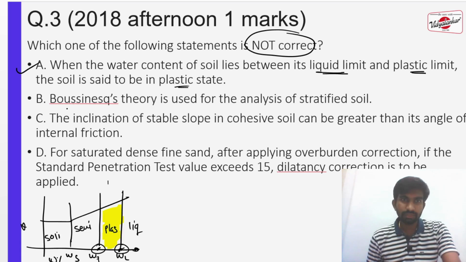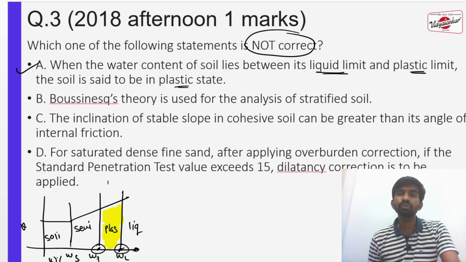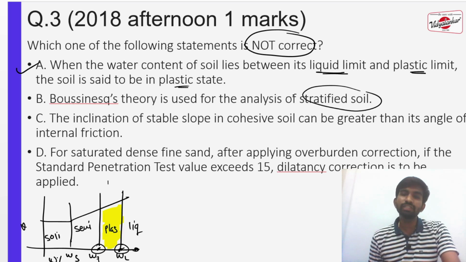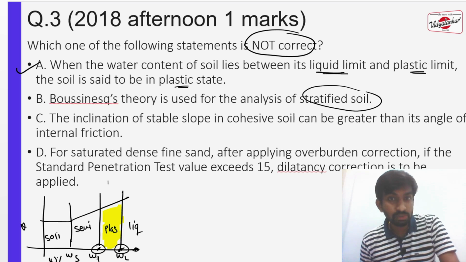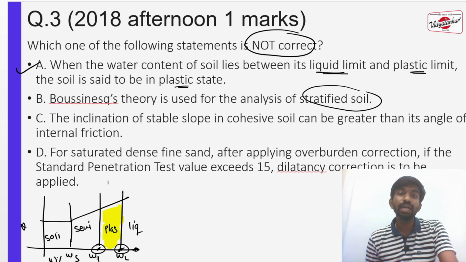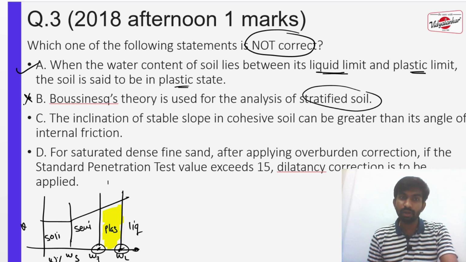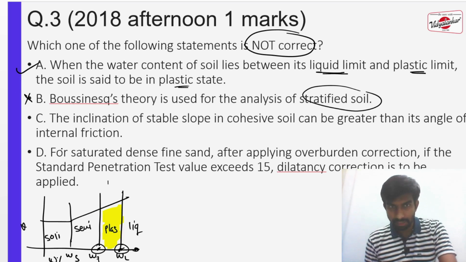Secondly, they have said that Boussinesq's theory is used for the analysis of stratified soil. So basically stratified soil is nothing but डेप्थ के हिसाब से सॉइल की प्रॉपर्टीज अलग अलग होती है. बट अगर आप Boussinesq's theory के एजम्पशंस में देखोगे तो वहां पे उन्होंने बोला है सॉइल मस्ट बी होमोजीनियस, मतलब आपके सॉइल के प्रॉपर्टीज हर डेप्थ पे सेम रहने चाहिए. सो बेसिकली ये स्टेटमेंट यहाँ पे रॉन्ग है, जो कि आपको यहीं पे इसका आंसर मिल जाता है.